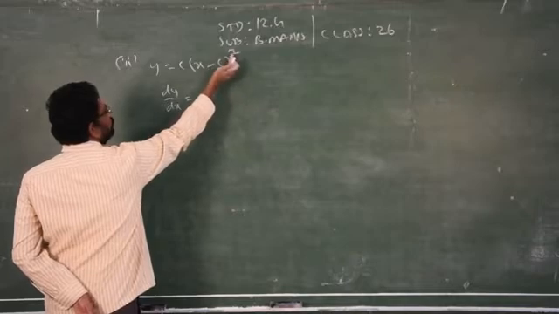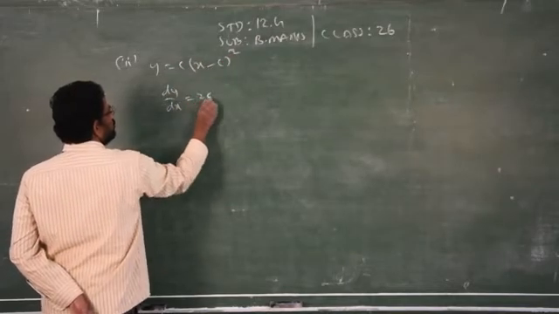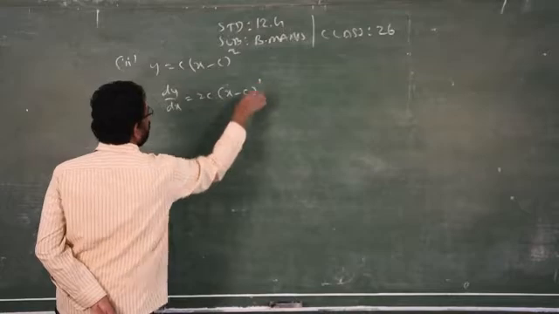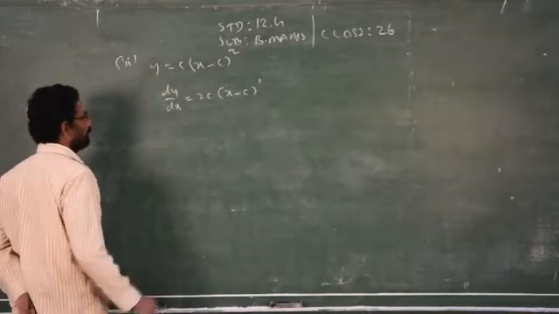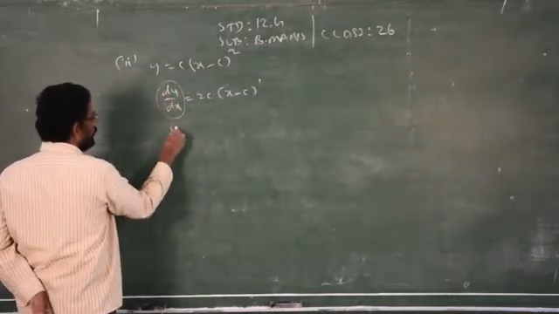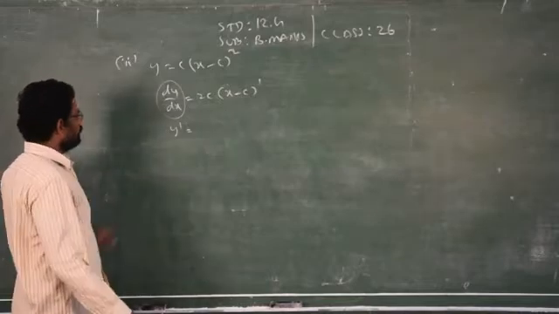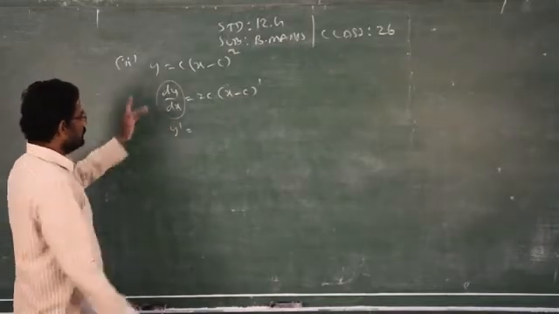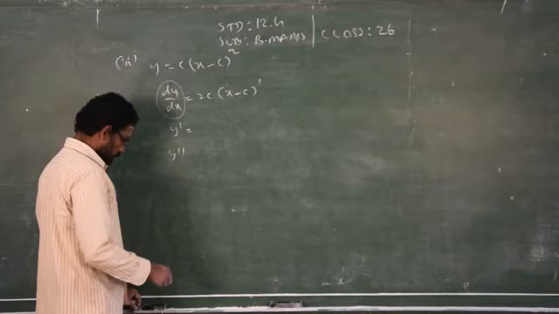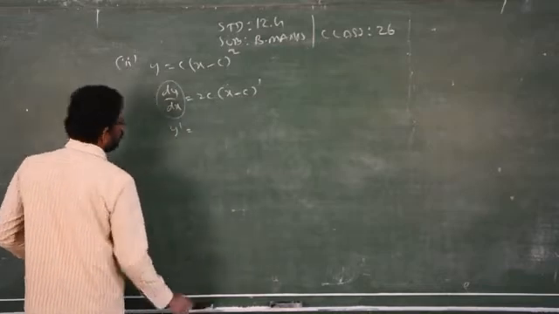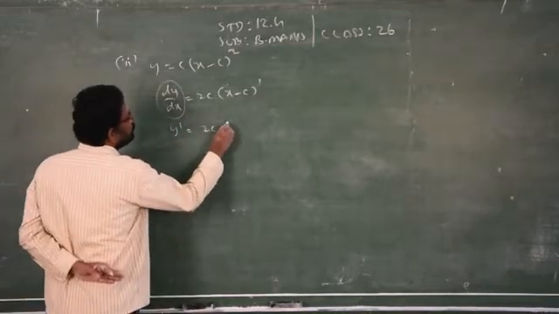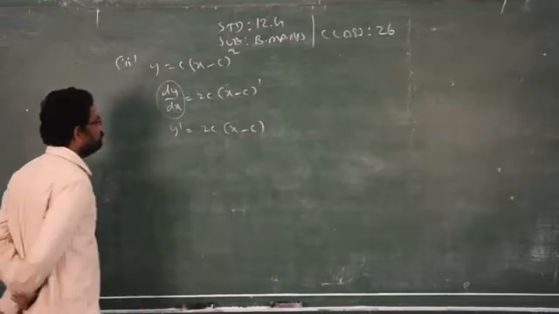What is the rule? You have to take the power as a multiplier, 2c, then reduce 1 in the power. That is the basic rule. Clear? So this I denote by y dash. I told you already, first order is denoted by y dash. If it is second order, you have to go for double dash. That is second order. So y dash is equal to 2c(x minus c).